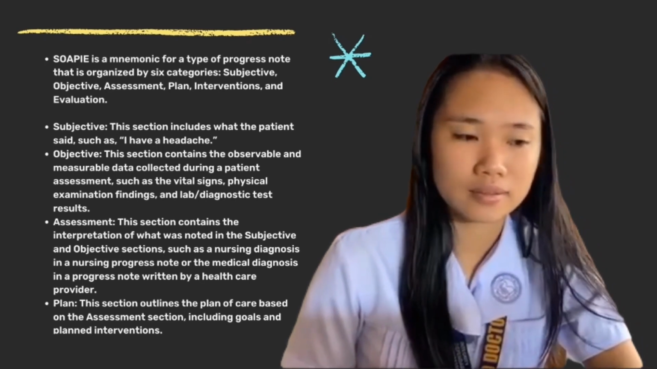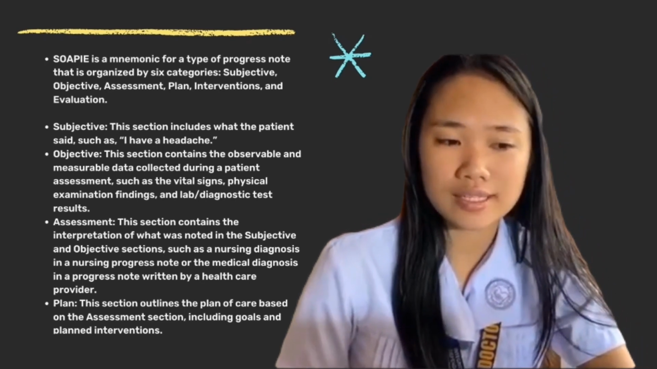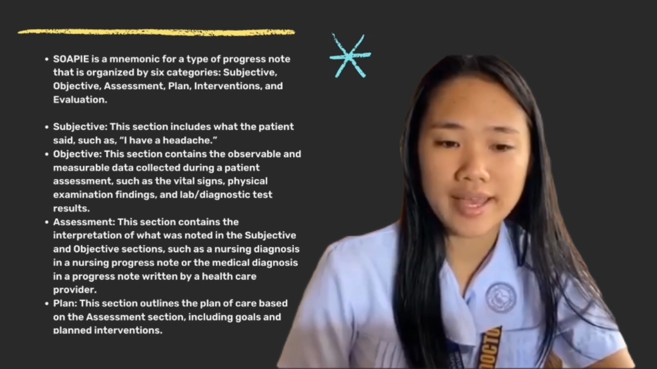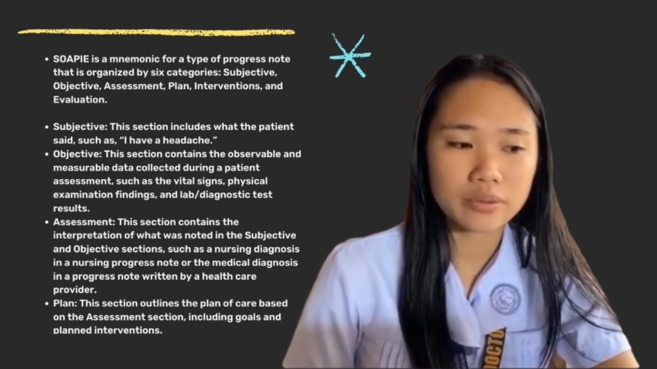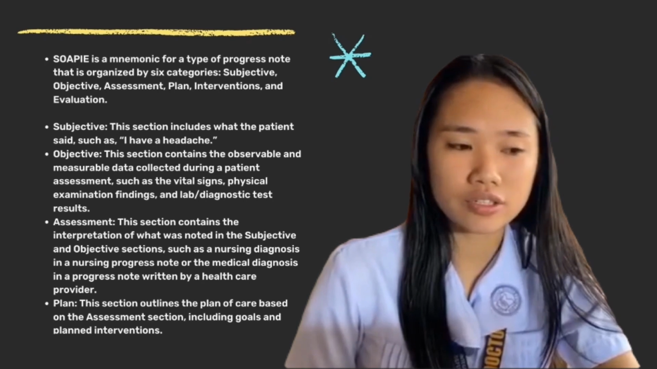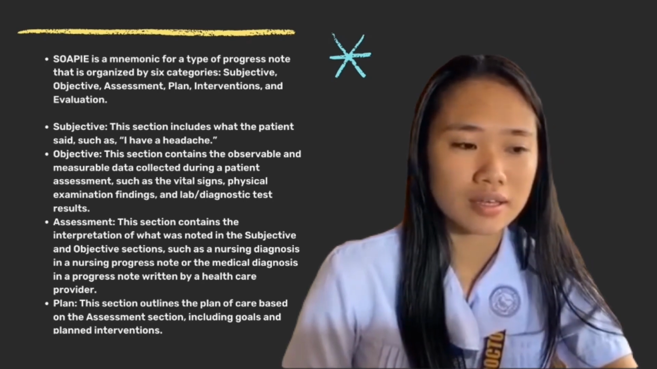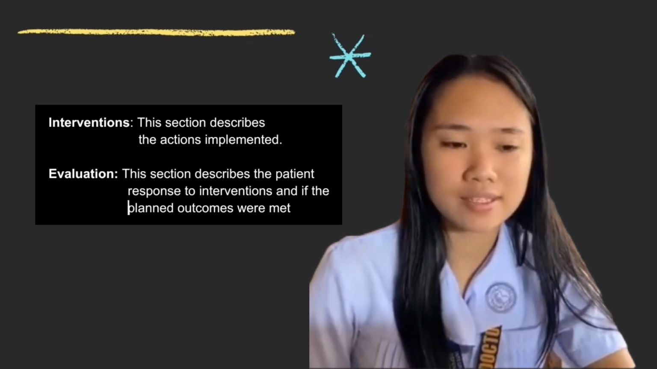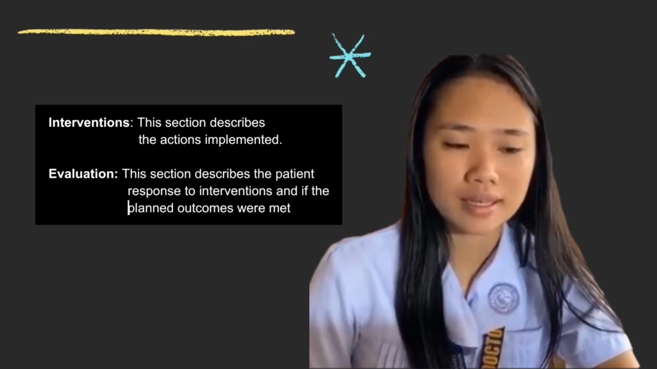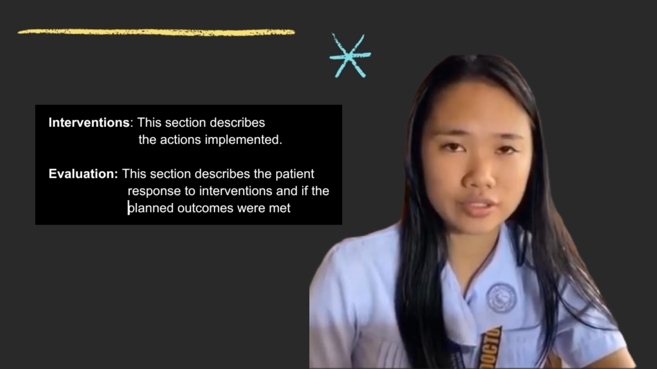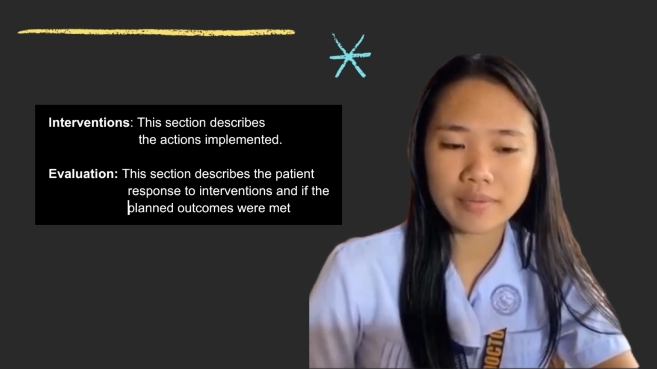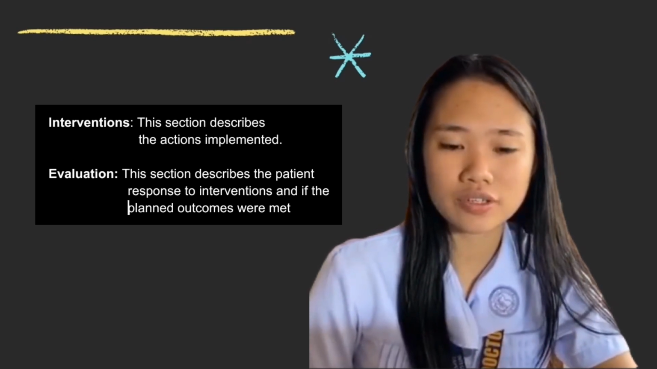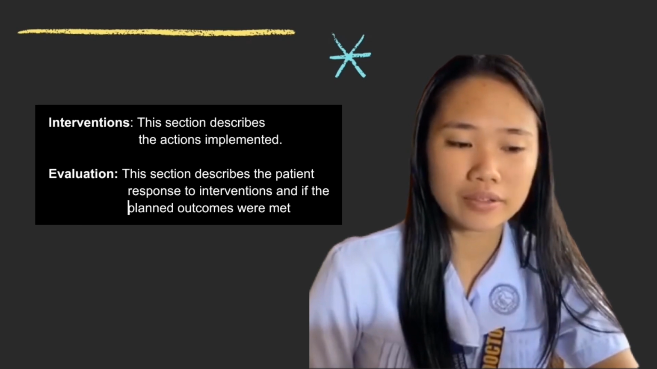Next is plan. This section outlines the plan of care based on the assessment section, including goals and planned interventions. Next is interventions. This section describes the action implemented. And lastly is evaluation. This section describes the patient response to interventions and if planned outcomes were met.